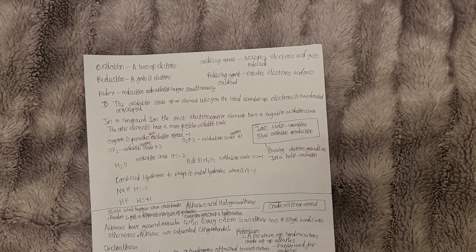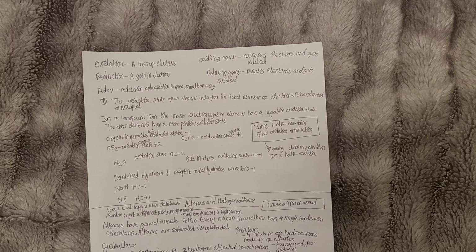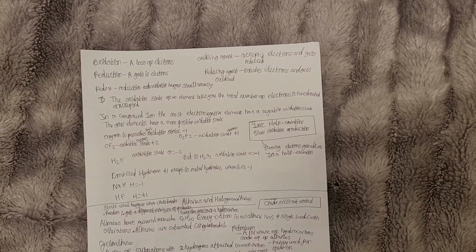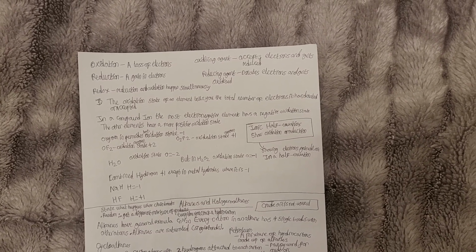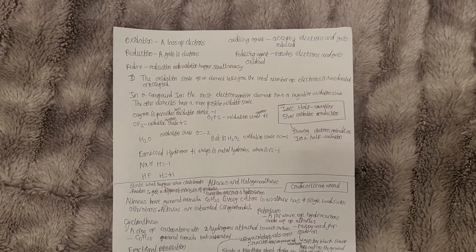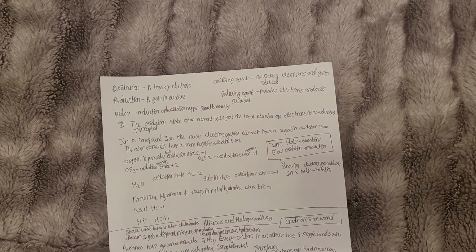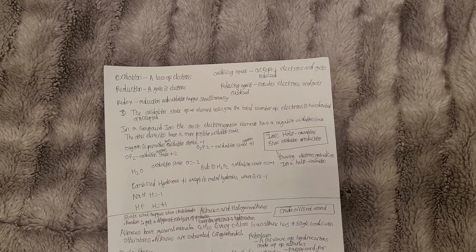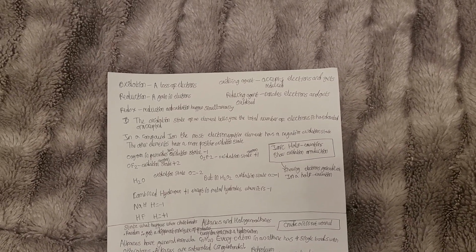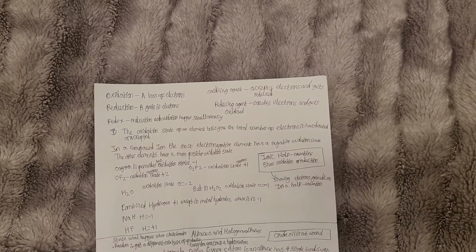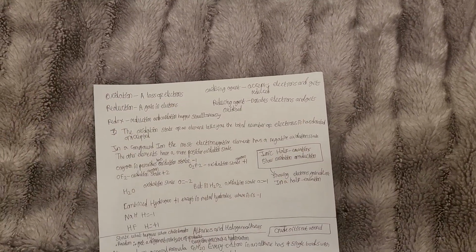Ionic half equations show oxidation or reduction, showing electrons gained or lost in the half equation. That's really it for half equations, because the next part is constructing half equations, and that's a skill in and of itself, which just requires a lot of practice. But these are the key definitions, all of the key information.